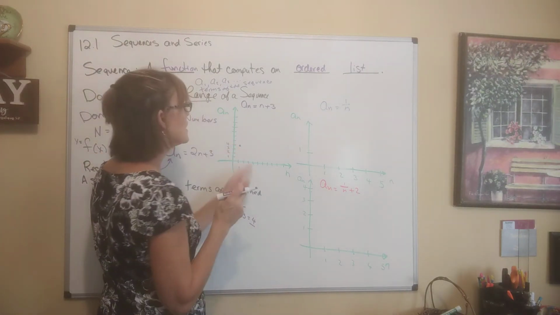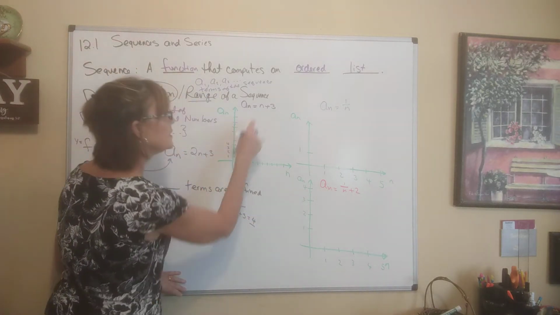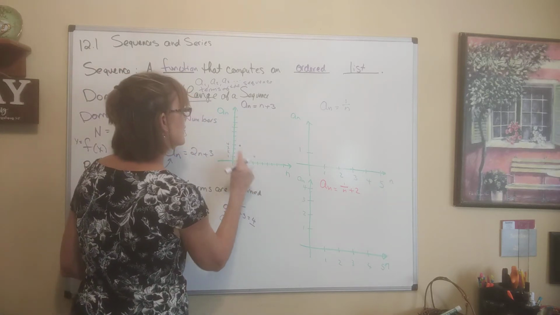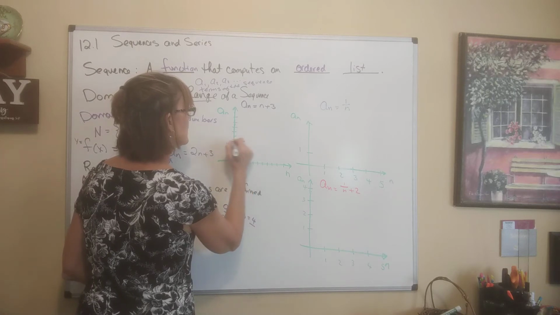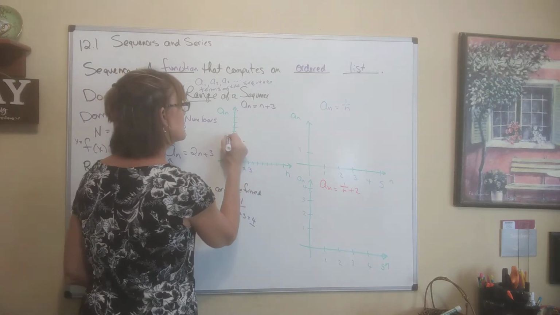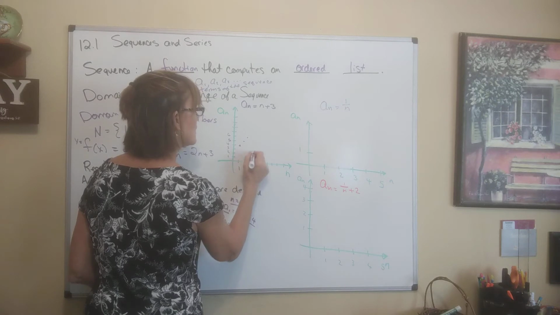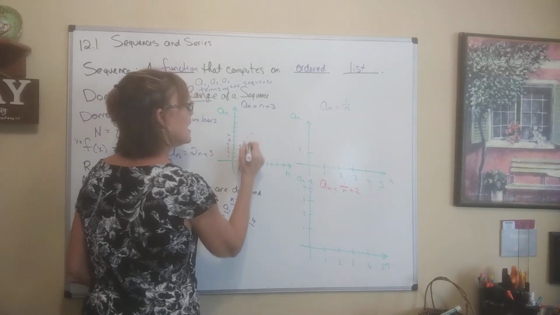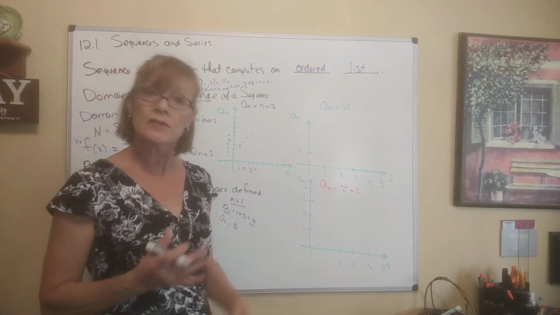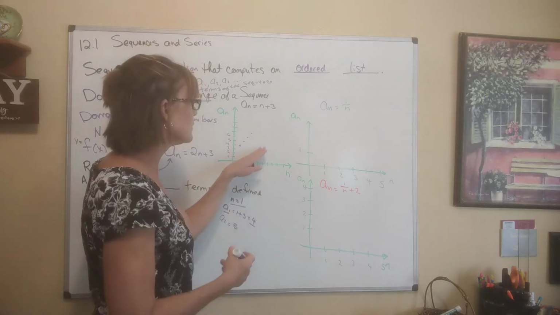All right, so what about the second term when n is 2? 2 plus 3 is 5. So when we're at 2, then we're up here at 5. And when you put in 3, 3 plus 3 is 6, so at 3 we're at 6. And then at 4, 4 plus 3 is 7. And so you can see how this is going to take place. This looks very linear in nature. This particular sequence is linear in nature. They are not all linear in nature, but this one is.